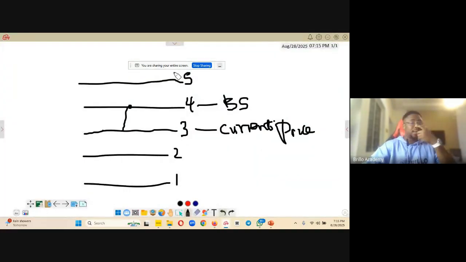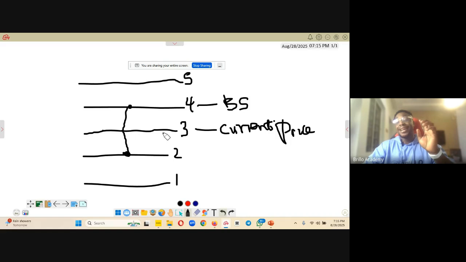Now for buy limit, we still have our current price at 3. For buy limit, you are saying that you know the market is likely to come down, likely to retrace back downward. So if this market should come down to number 2, you set your buy limit at price 2.